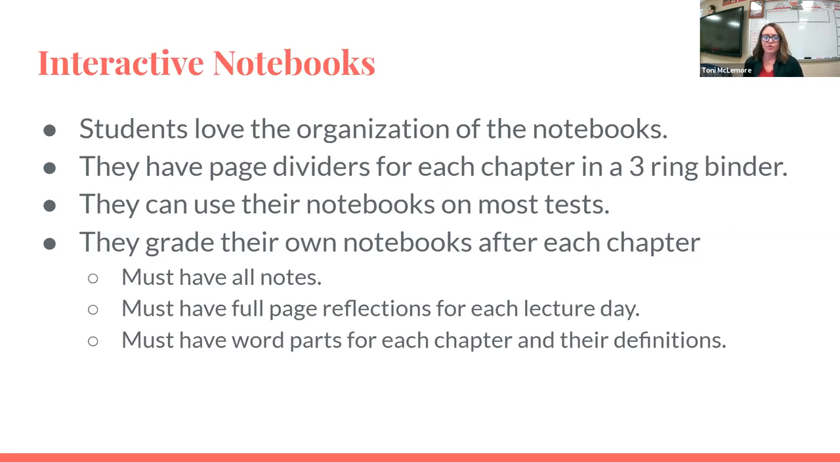After that chapter, they'll grade their own notebook. As I'm walking around, I know who does their reflections and who does not. So I let them grade it themselves. But if I know this student is not doing their reflections every day and they give themselves 100, I go back in and change it to a 0. I'm like, you're either honest or you get a 0. There's no in between. They will take off points if they don't have all of their notes. Say they were gone one day and didn't get the notes off of Infinite Campus, they take off points for that. Their reflections must be a full page for each day. If a reflection's not a full page, they take off.